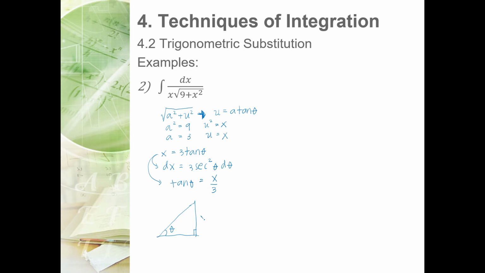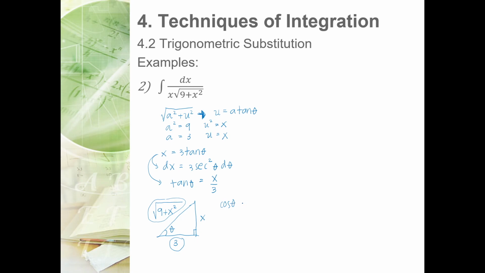Tangent is the opposite side of angle theta over the adjacent side, which is 3. So the hypotenuse is the square root of 9 plus x squared, because it's a right triangle and we are just following the Pythagorean theorem, c squared is equal to a squared plus b squared. Again, the fourth step is to look for a certain trigo function that relates the radical expression and the given constant. So this one is cosine.